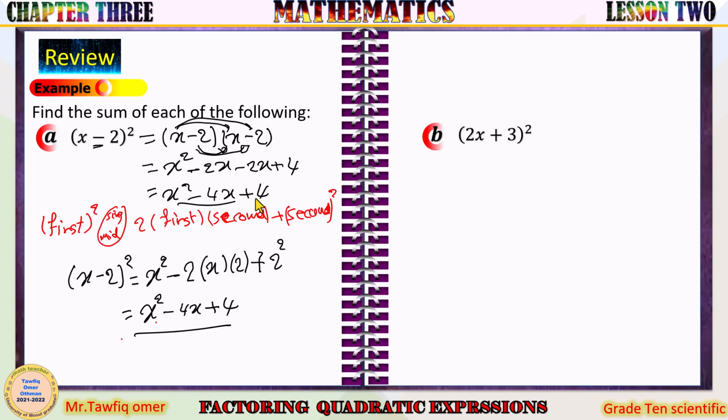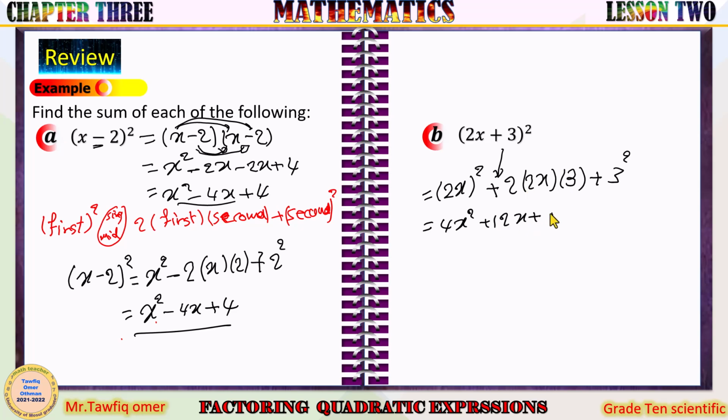Here, doing the same thing: the first one, which is 2x, squared, the sign of the middle is plus, 2 times the first one times the second one, after that plus the second one squared. It's equal to 2x squared is 4x squared, plus 2 times 2 is 4, 4 times 3 is 12x plus 9.